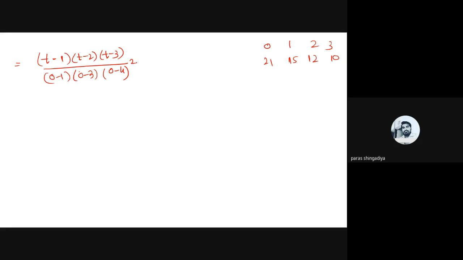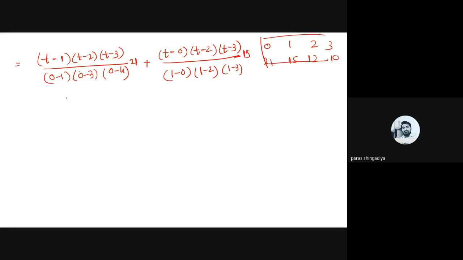Now skip 1. Okay, (t minus 2) and (t minus 3), divided by the next term's denominator, that is (1 minus 0), (1 minus 2), and (1 minus 3), into the 15. Clear? And now the third term, that is (t minus 0), (t minus 1), and now skip 2, (t minus 3).